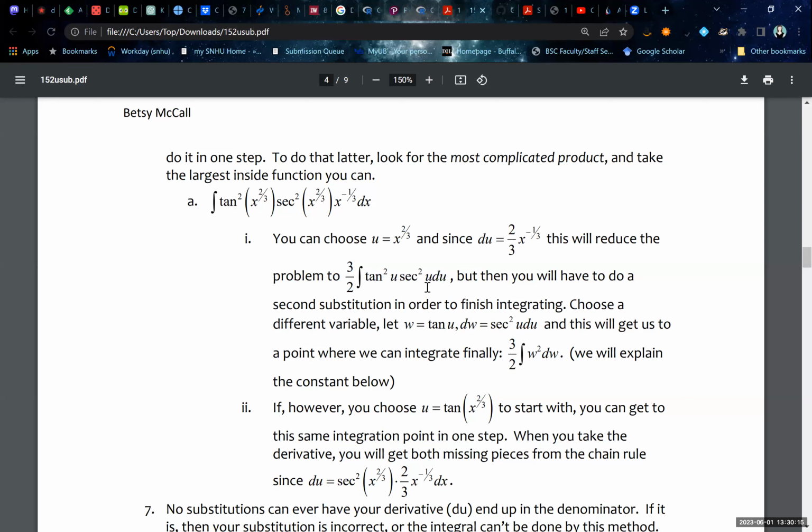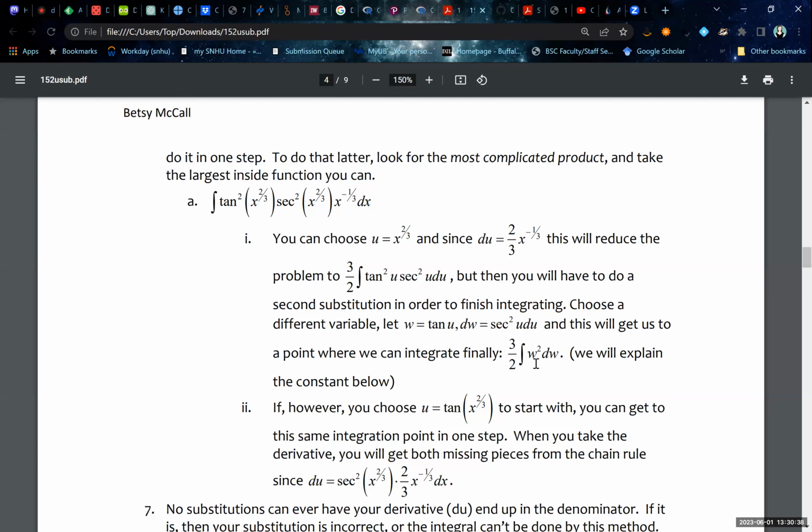I could do that and rewrite the problem like this, right here. But the problem with that is I can't integrate this as it is. I would have to make a second substitution where I let tangent be equal to another variable. I can't use u again because I've already used it. So I pick w. And then the derivative of tangent is secant squared. And that then reduces to something that I can actually integrate. It's just a power rule now.